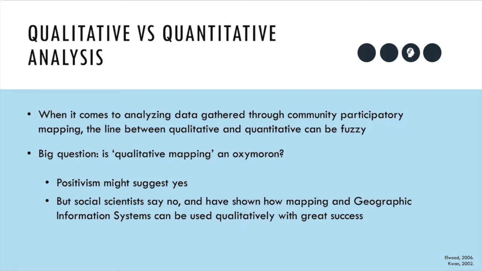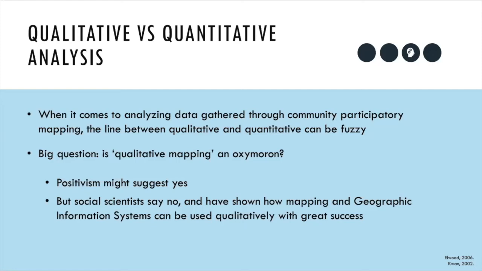GIS's roots are very positivist, and so in the past it was kind of assumed that qualitative mapping is an oxymoron because GIS is strictly quantitative in nature. As feminist geography took off and social science wanted to expand into geography and mapping as well, we've had a pushback, and there's now a large group of social scientists and others who say, no, qualitative mapping is absolutely possible, and we can mash up qualitative and quantitative methods within geographic information systems and produce very valuable outputs.